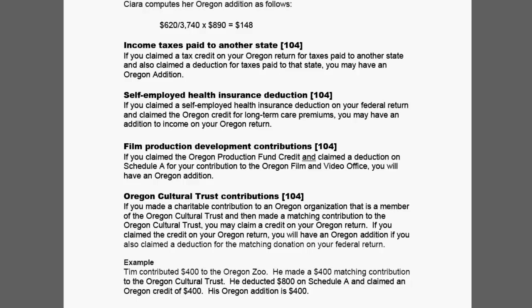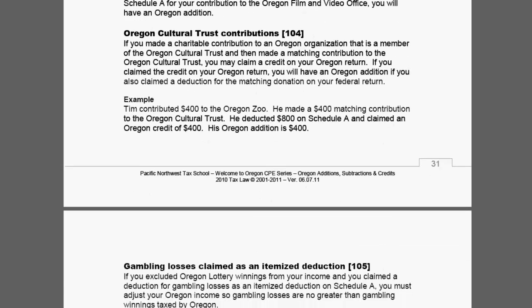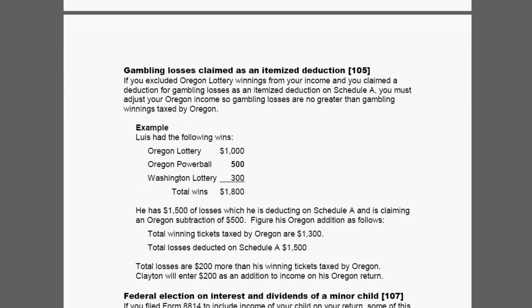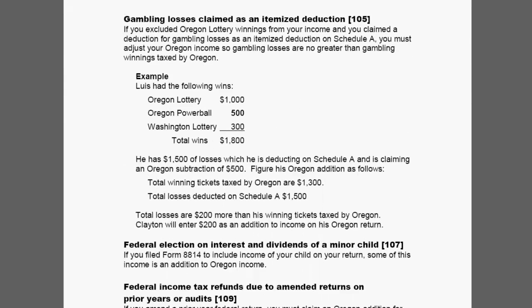Okay, gambling losses claimed as an itemized deduction. This is going to be a favorite topic on the Oregon exam. They're sure to ask this one. If you excluded Oregon lottery winnings from your income and you claimed a deduction for gambling losses as an itemized deduction on Schedule A, you must adjust your Oregon income so gambling losses are no greater than gambling winnings taxed by Oregon. And here's an example.